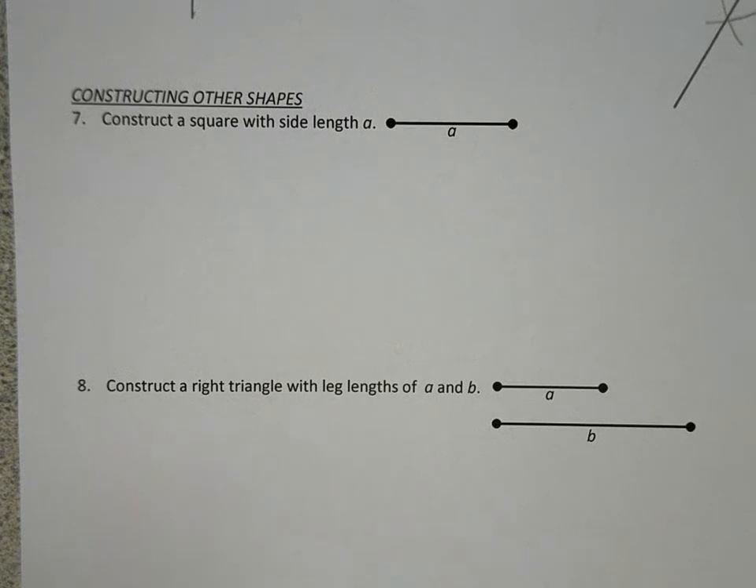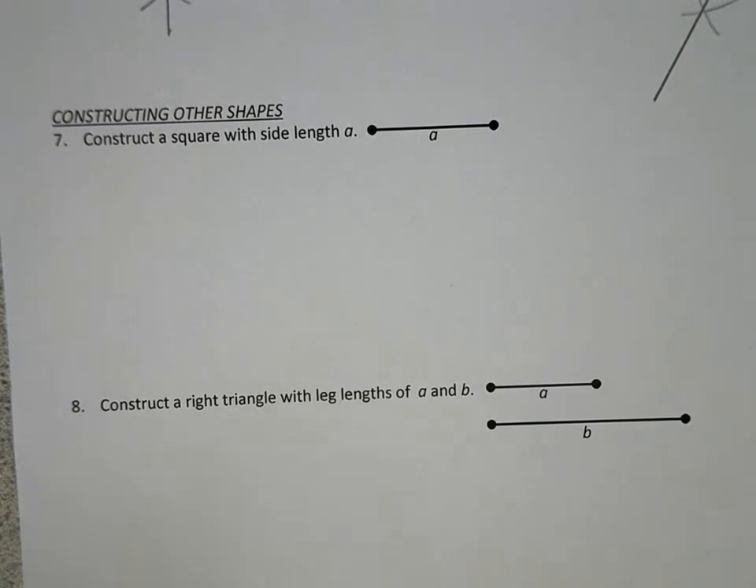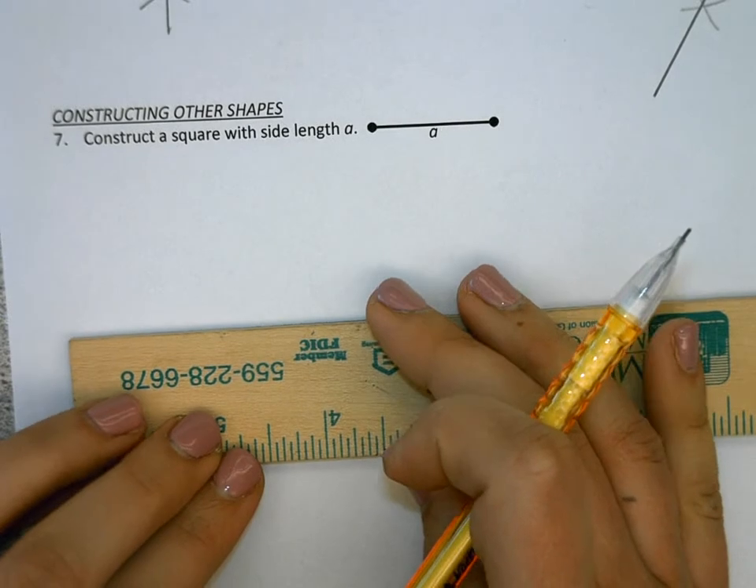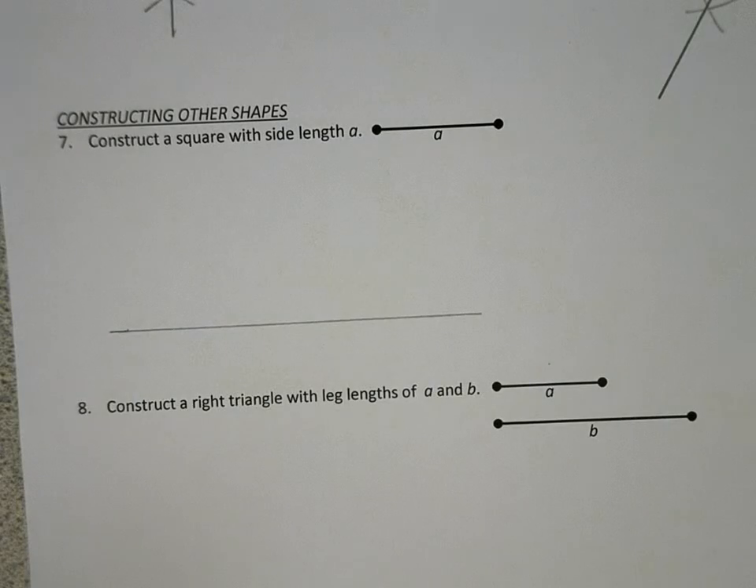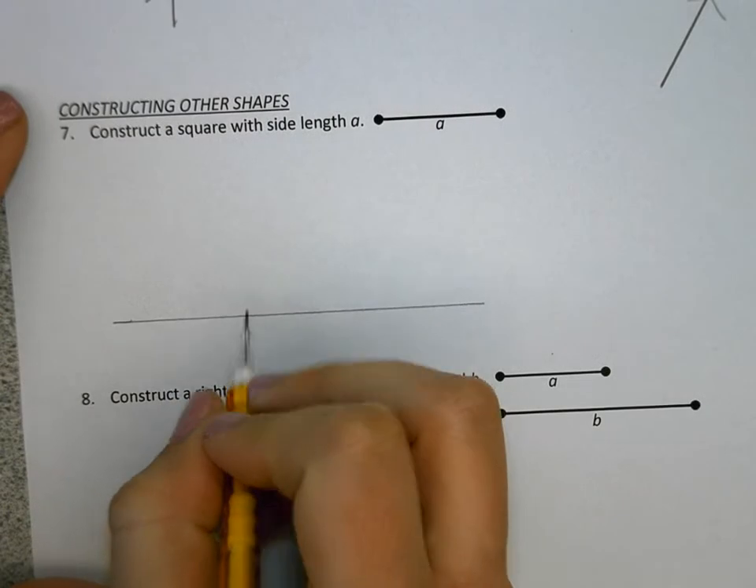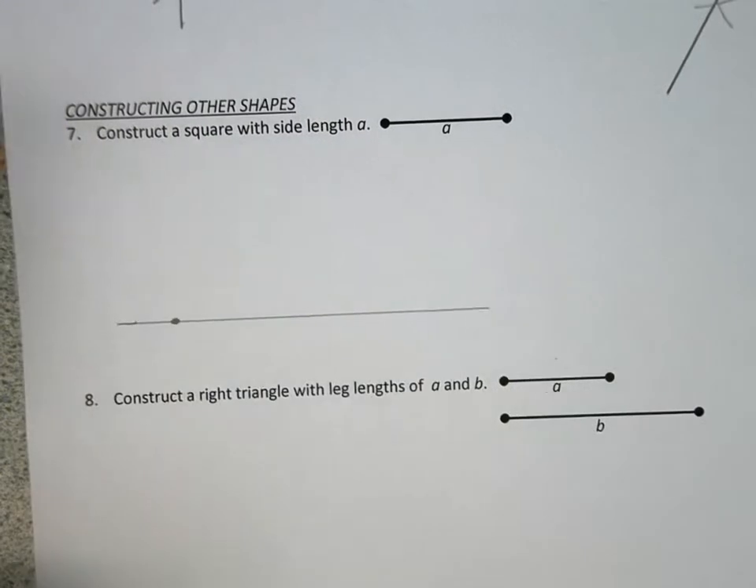So what we're going to do is first make a starting segment. First thing before we can do anything else is draw a ray. So somewhere we need to draw a straight line. Give yourself some room. And we need a place to start, right? So pick a point. I don't care where it is. Let's say here, on the ray as our starting point.